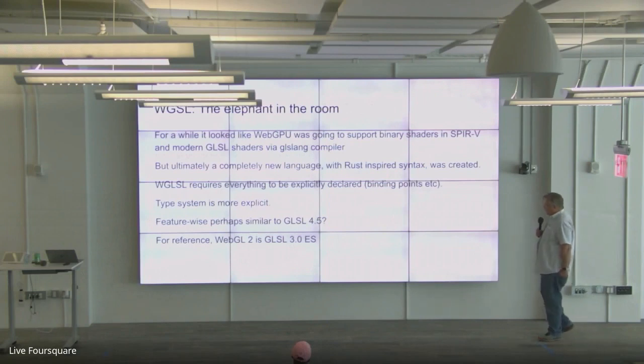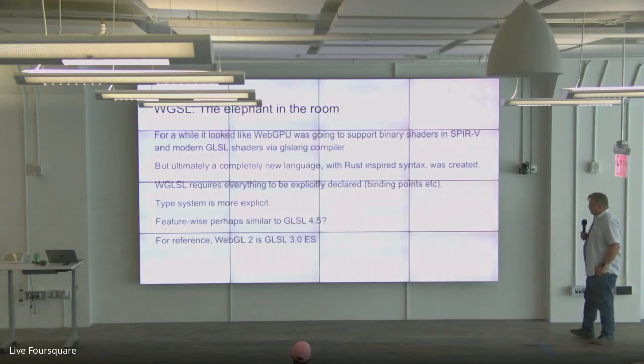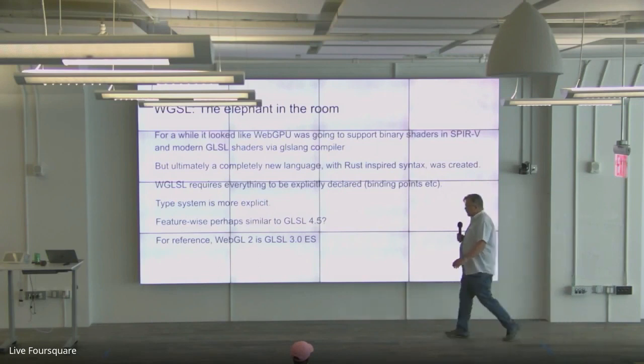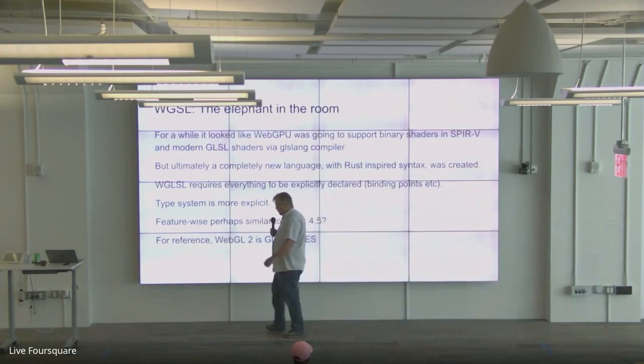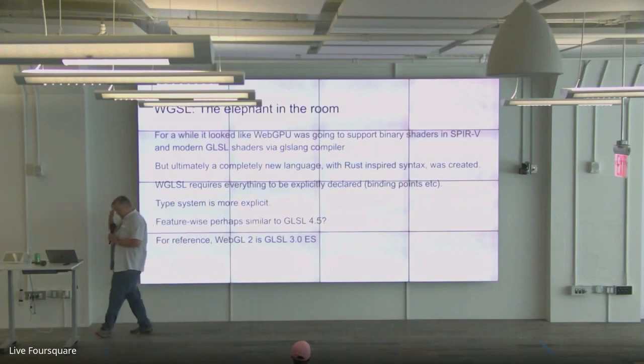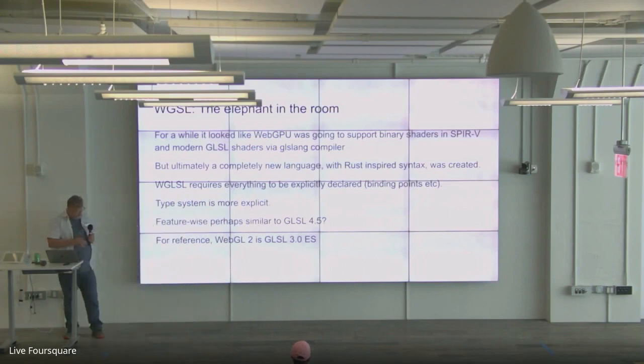And so everything needs to be explicitly declared, every binding point and so on. The type system is more explicit. Feature-wise, it's obviously similar to the latest GLSL. And so that's good. We get a lot of new features in the shaders, but still, there's a lot of differences, and there's no way we can automatically transpile our current shaders. These shaders need more information that we don't have in our current shaders.